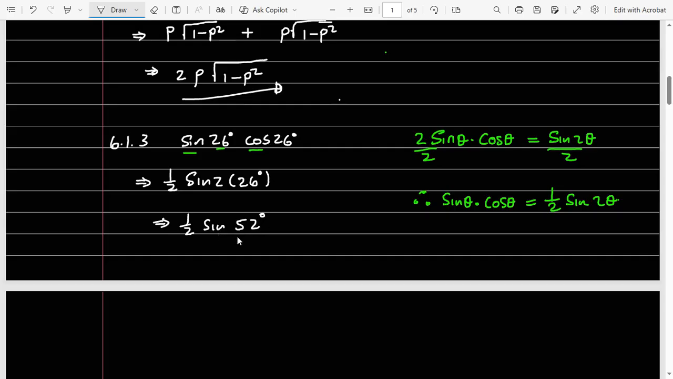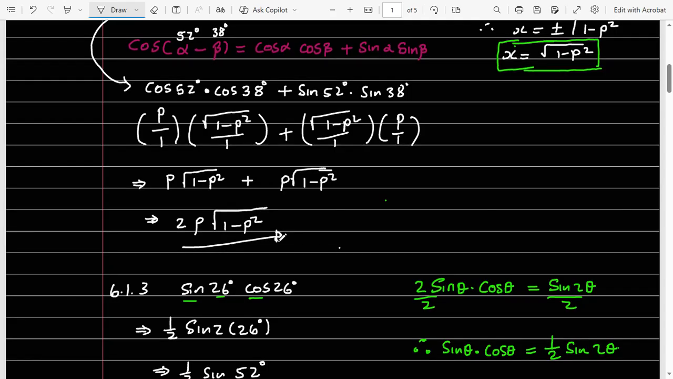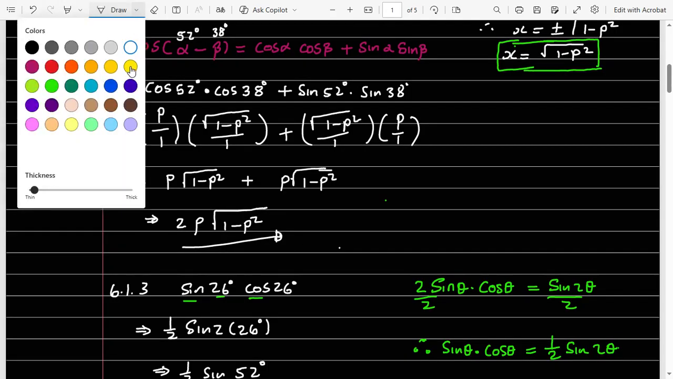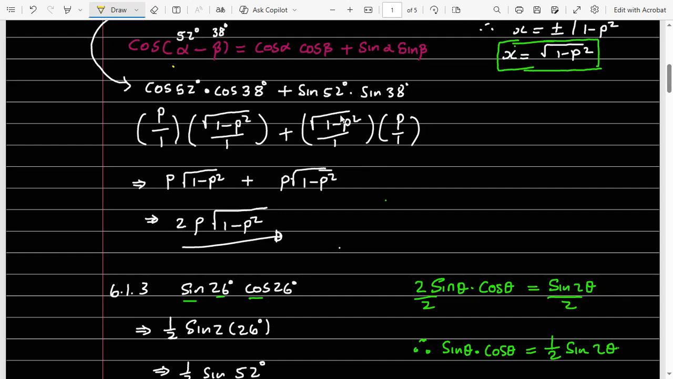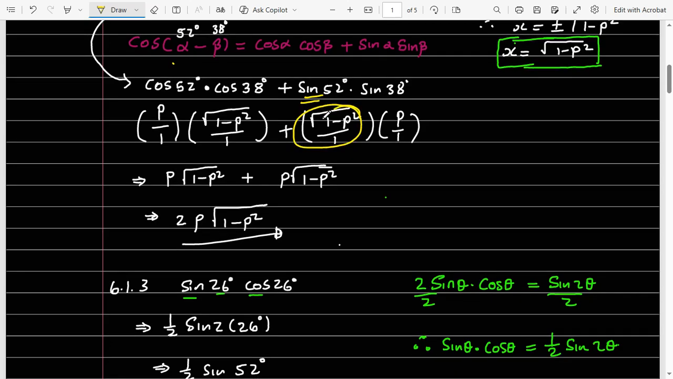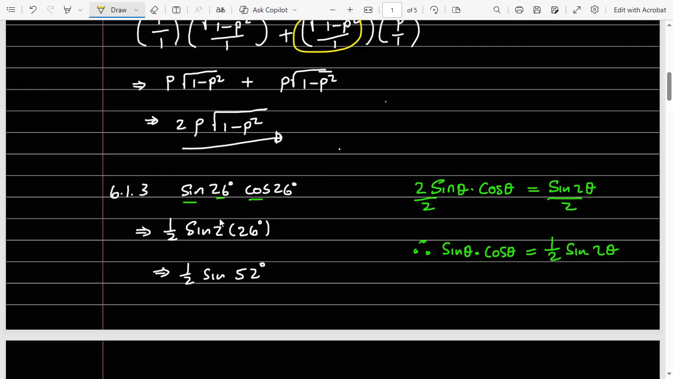You see, this is nice. We know what the sine 52 is. Even if you can just refer to your previous questions that you already worked on. Look at this, the sine 52, it was that. So I can just substitute that in this equation. Then I'm done. So this will be 1 over 2 into the root 1 minus p squared over 1. So that's your answer. The answer is just half root of 1 minus p squared.